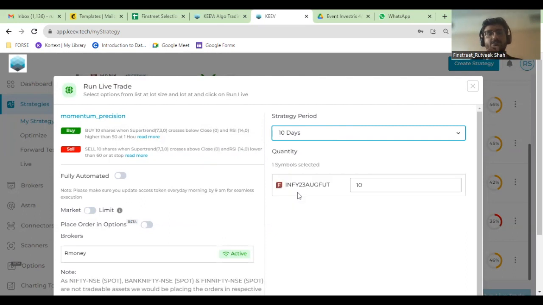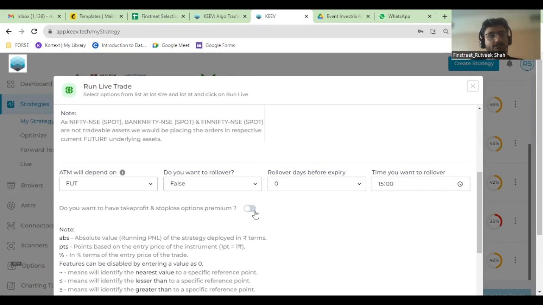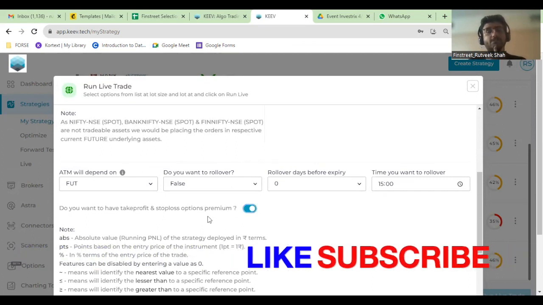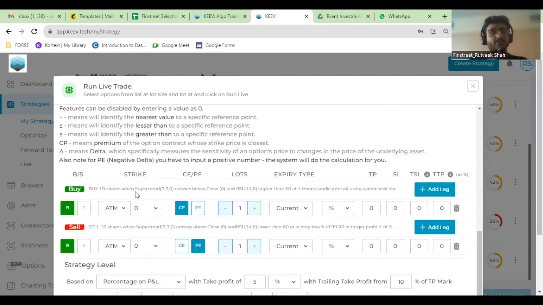So here it will be a 10-day, for example, time period. I want it fully automated, and I want to place orders in options. So here I'll go down, and I'll also select that I want to have take profit and stop loss based on premium. So here we go down and see that the buy side and the sell side indicators are here.